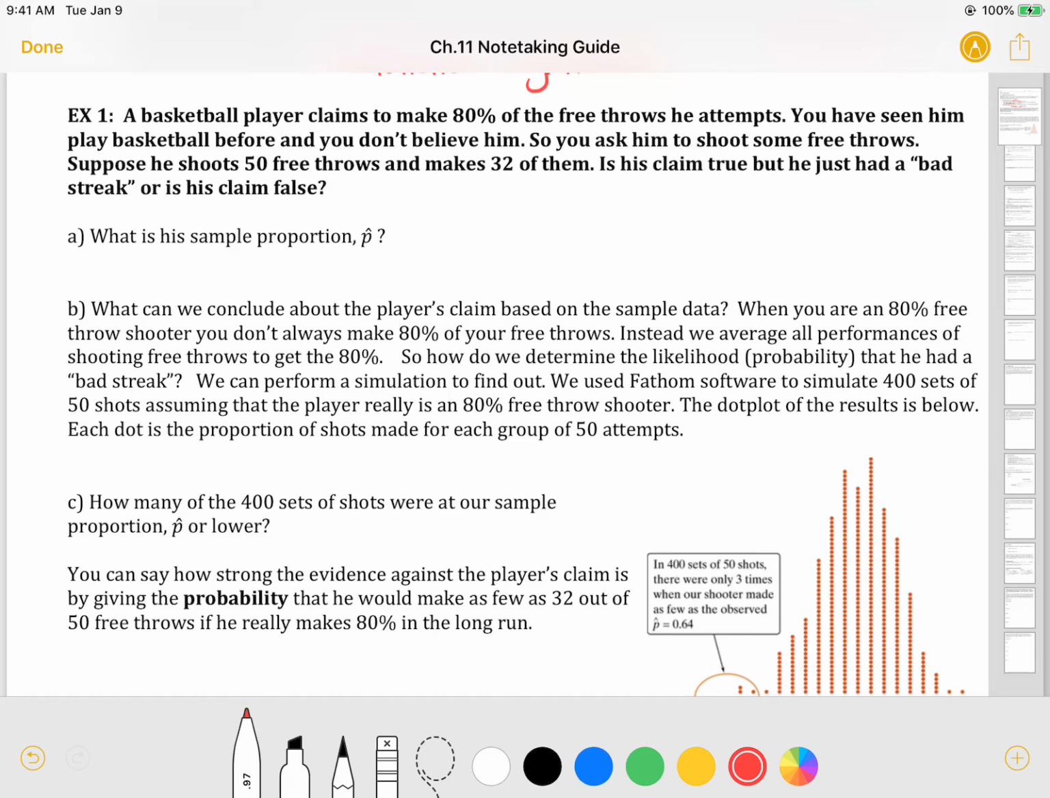So let's look at p hat. What is our sample statistic here? p hat is going to be the number of successes, 32 out of the total 50, right? And what this gives us is 0.64, or 64%. So if someone says they're an 80% free throw shooter, but you see him shoot 50 free throws and they only make 64%, is there good evidence there? Is there something to doubt here that things just aren't right?